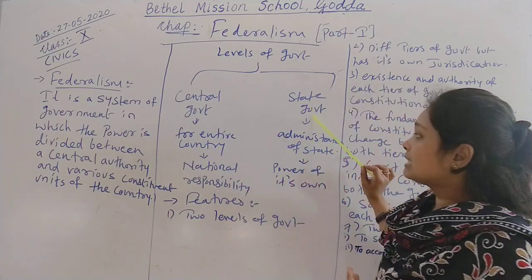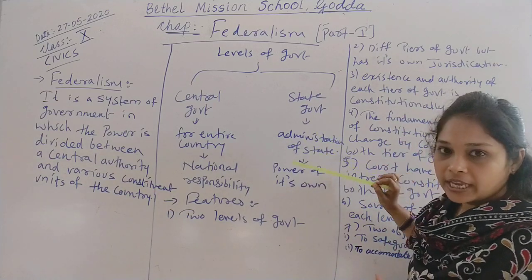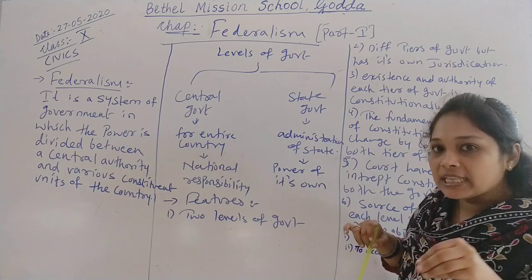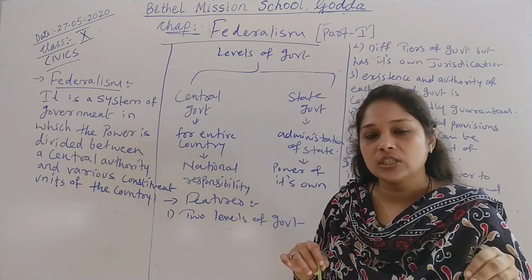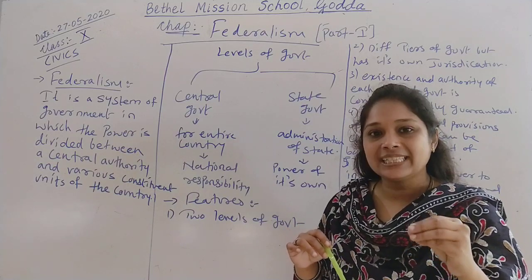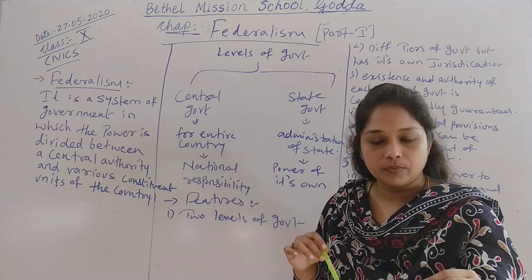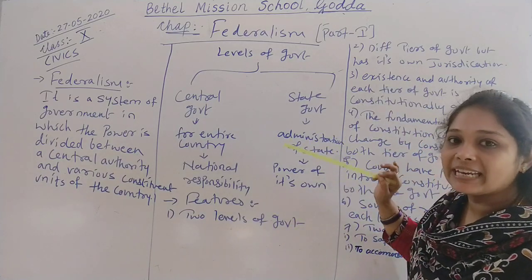Secondly, the state government has its own administration in its own state. For each state, we have a chief minister. For each state, we have a Vidhan Sabha and Vidhan Parishad. For each state, we have the Panchayati Raj system. So we can say that the state government administers at the state level.